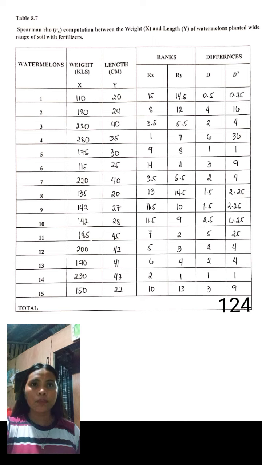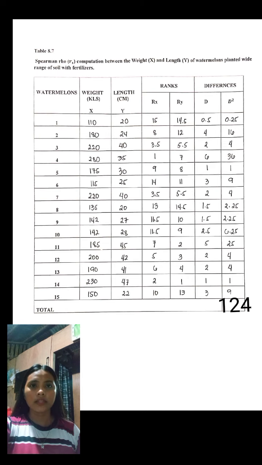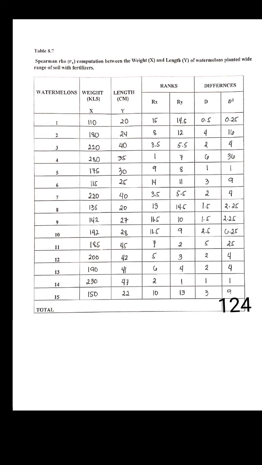1.5 squared is 2.25. 1.5 squared is still 2.25. 2.5 squared is 6.25. 5 squared is 25. 2 squared is 4, and 2 squared is still 4, and 1 squared is 1, and 3 squared is 9. So for the total, we need to add the D squared from watermelon 1 up to watermelon 15. So we have here the total of 124.